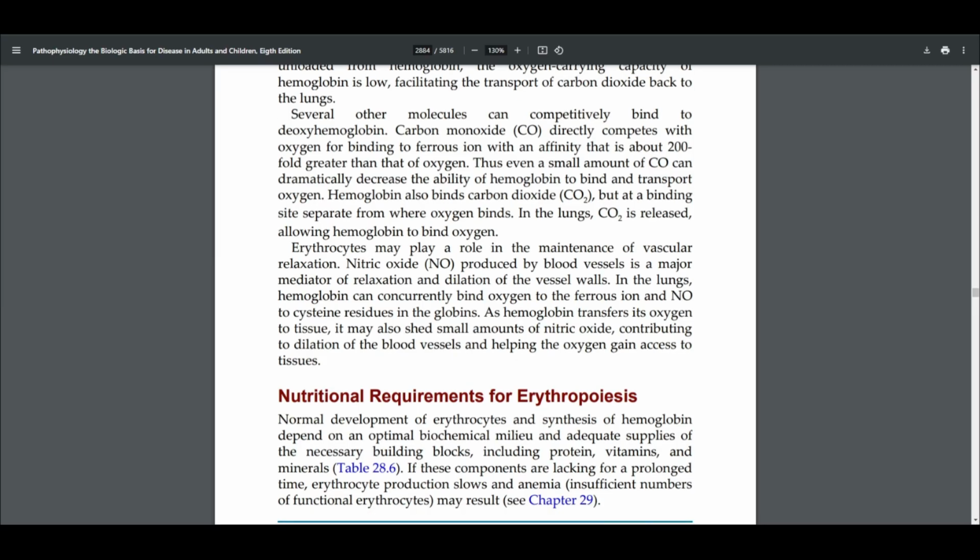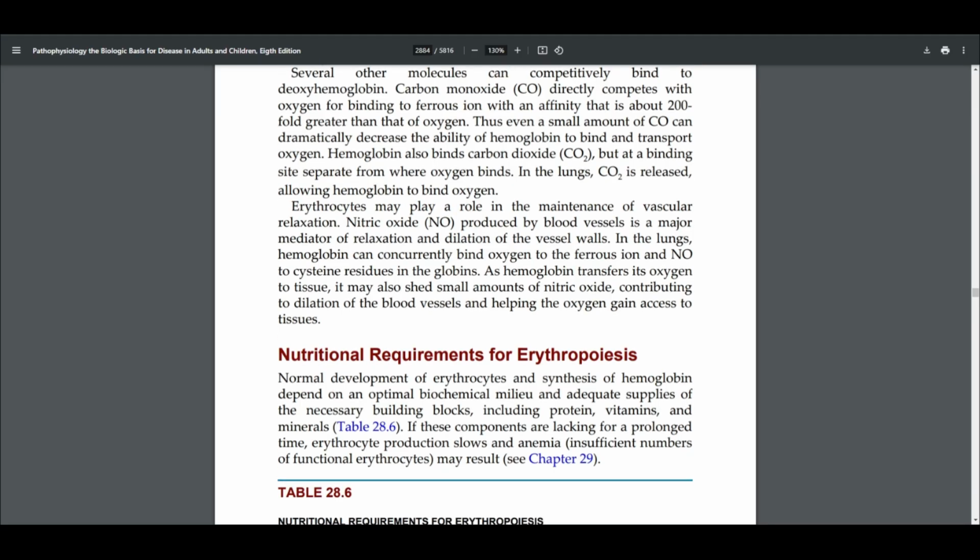Several other molecules can competitively bind to deoxyhemoglobin. Carbon monoxide directly competes with oxygen for binding to ferrous iron with an affinity that is about 200-fold greater than that of oxygen. Thus, even a small amount of CO can dramatically decrease the ability of hemoglobin to bind and transport oxygen. Hemoglobin also binds carbon dioxide, but at a binding site separate from where oxygen binds. In the lungs, CO2 is released, allowing hemoglobin to bind oxygen.